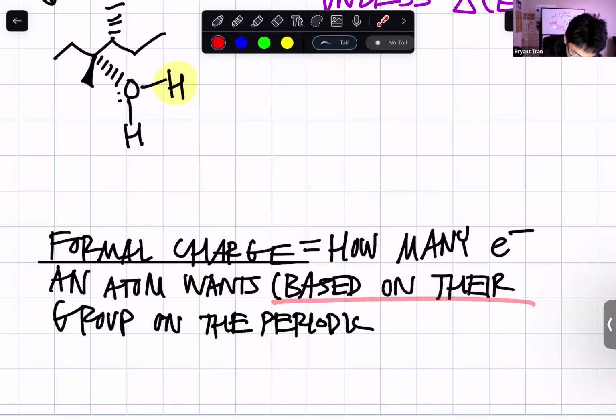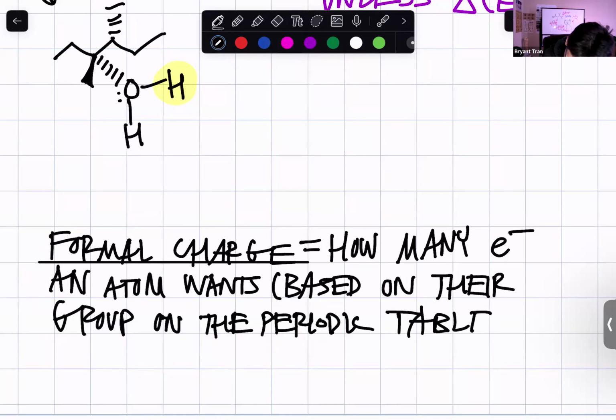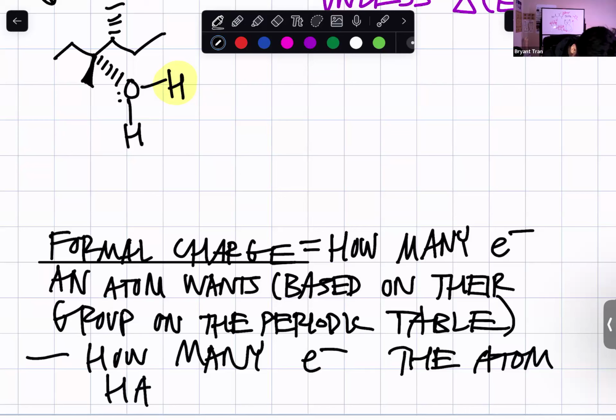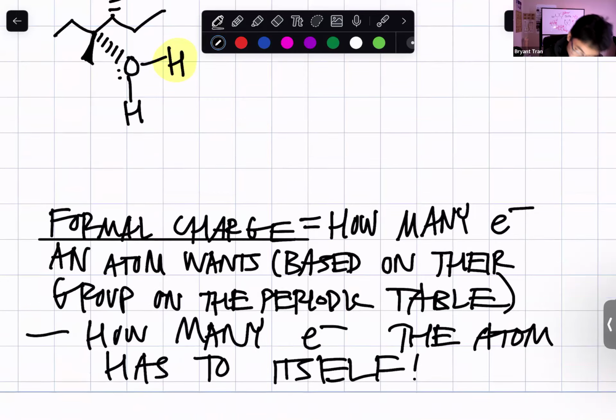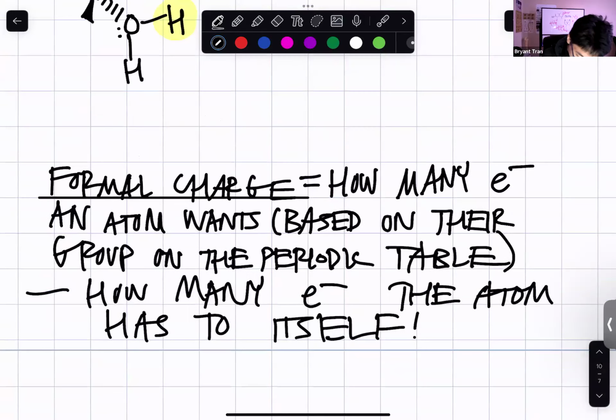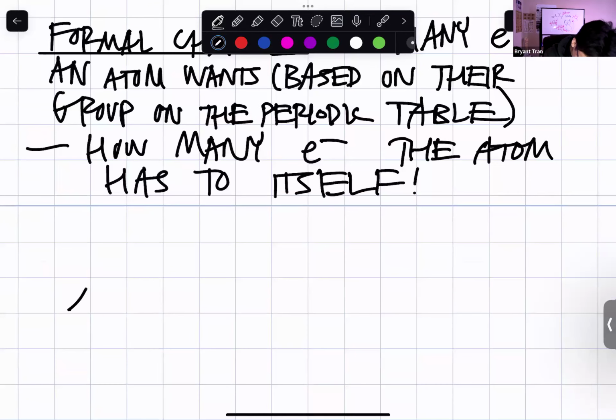Think of it as how many electrons an atom wants, and we know that by looking at the periodic table and looking at what group they're on, minus how many electrons the atom has to itself. So giving some examples, which would make more sense, let's look at this molecule here.